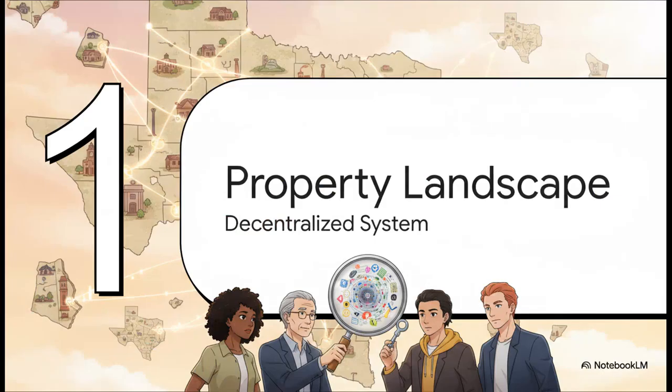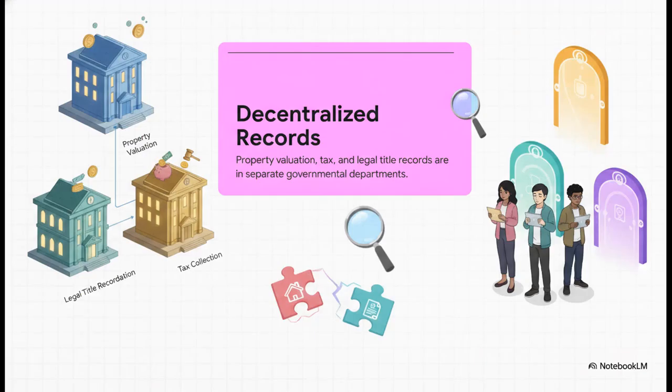All right, starting off with Section 1, the property record landscape, where we're understanding Texas's decentralized system. Now, the central challenge that usually throws people off right at the very beginning is that Texas property law actually decentralizes these records. What does that mean? Well, there is no single magic search bar. A decentralized system means that property valuation, tax collection, and legal title recordation are maintained by completely separate, distinct governmental departments. Basically, think of the county's records as 3 pieces of a giant puzzle. You have to visit different portals to actually see the whole, complete picture of a property.